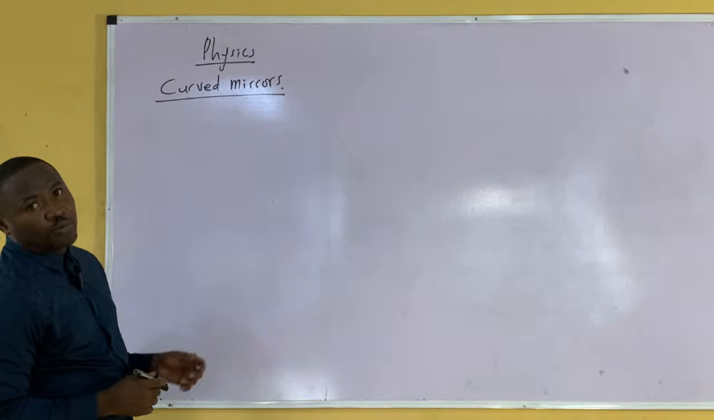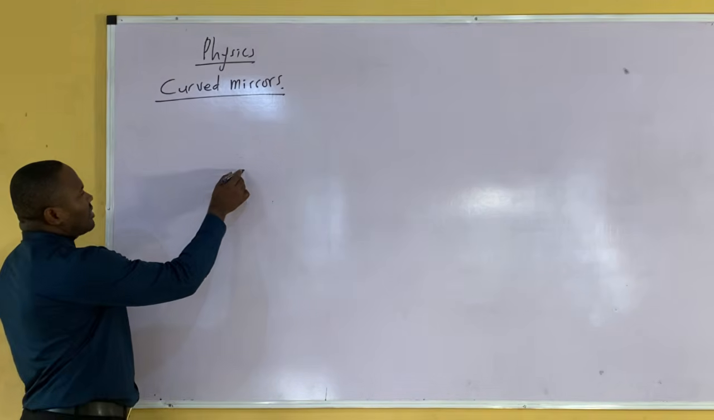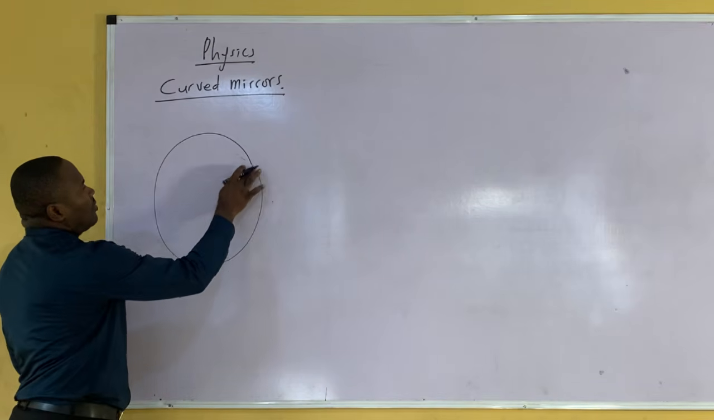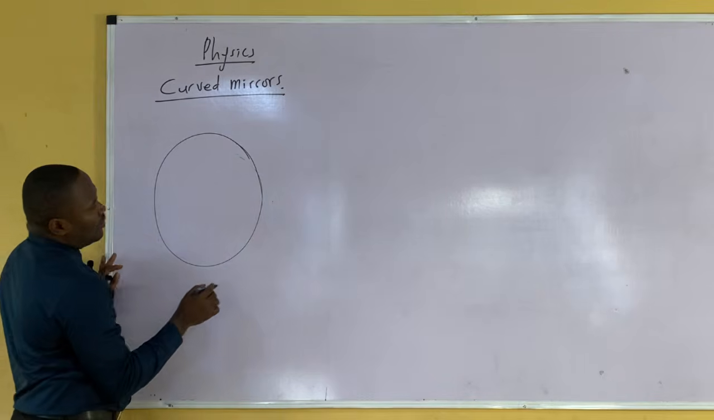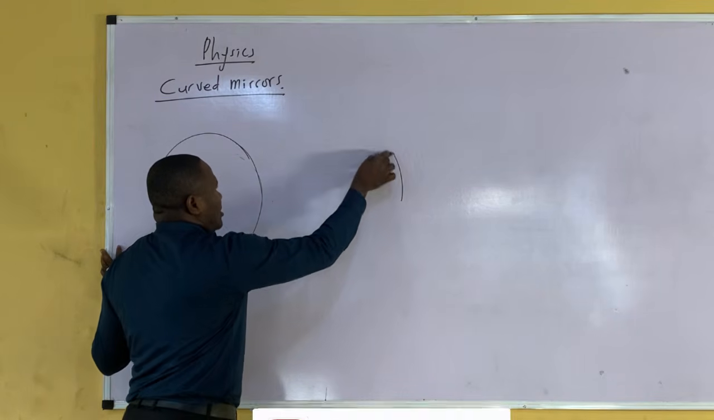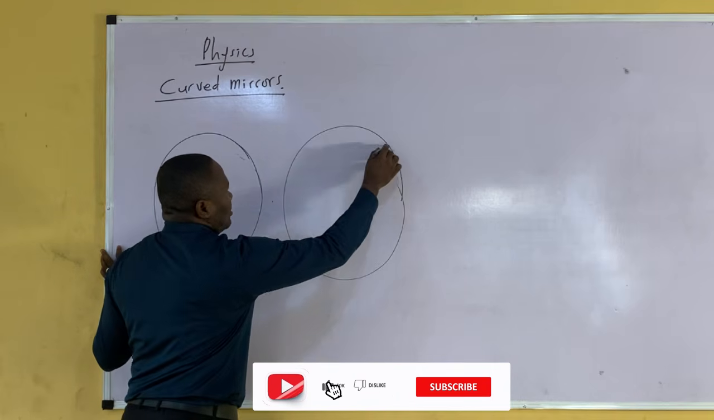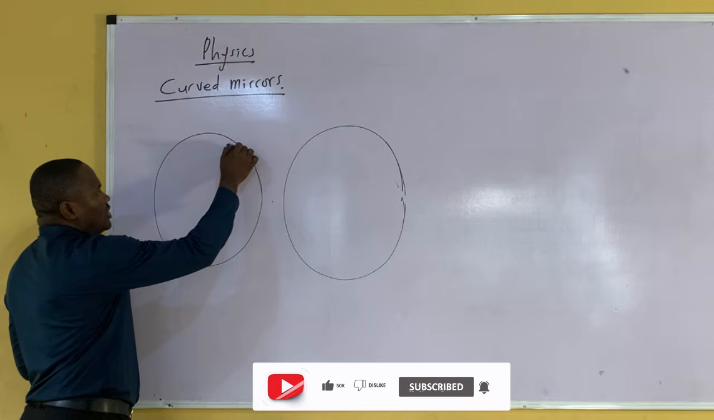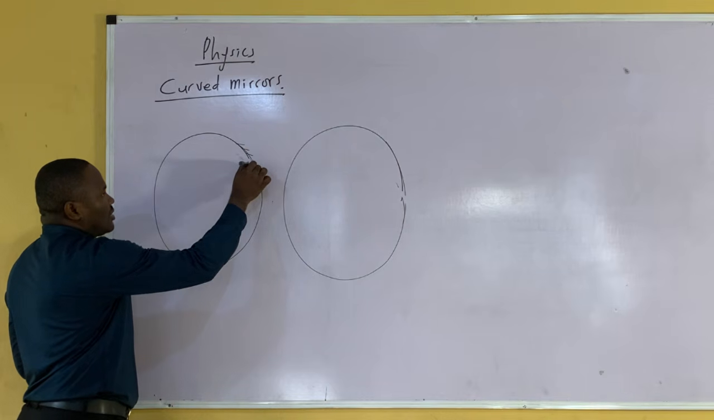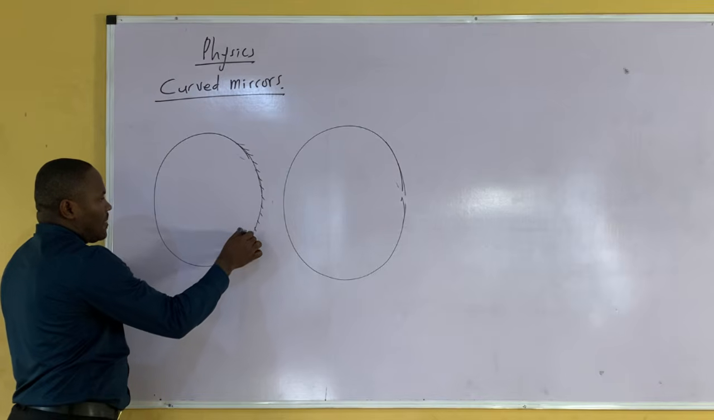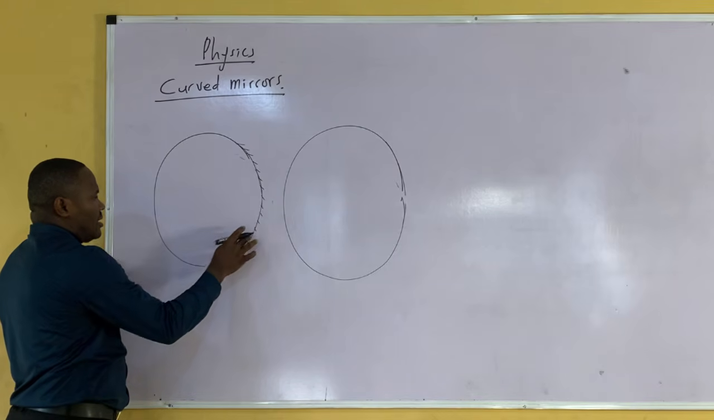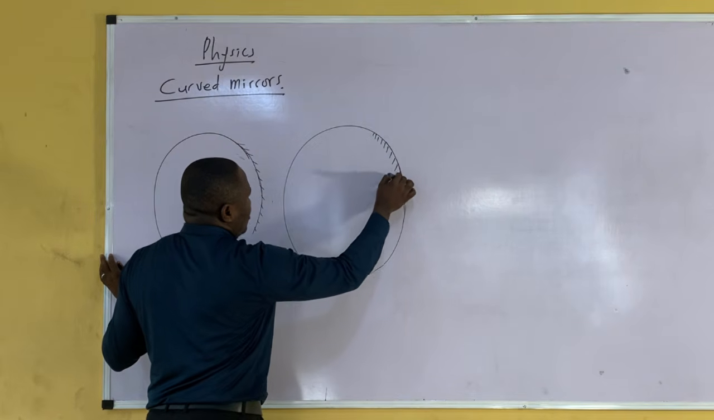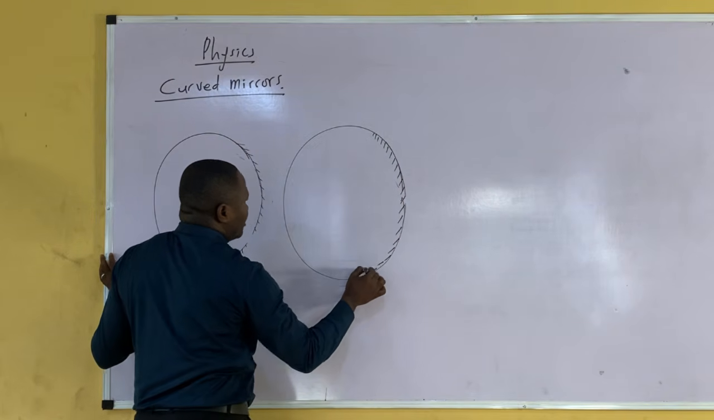Now we'll be looking at curved mirrors. Let's consider a spherical hollow of this nature, and let's consider another hollow of this nature. Now if I shade the outer part of this hollow, it's not the same thing as when the inner part of the hollow is shaded.